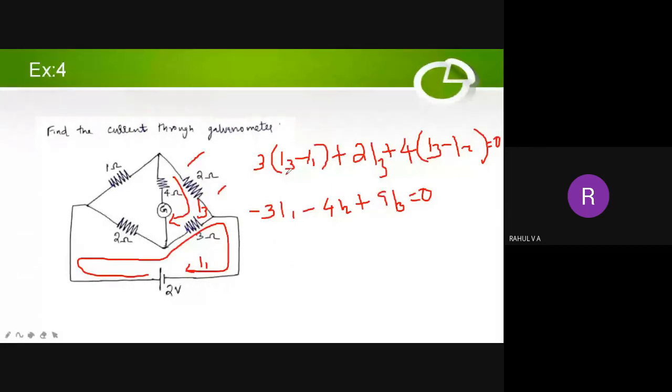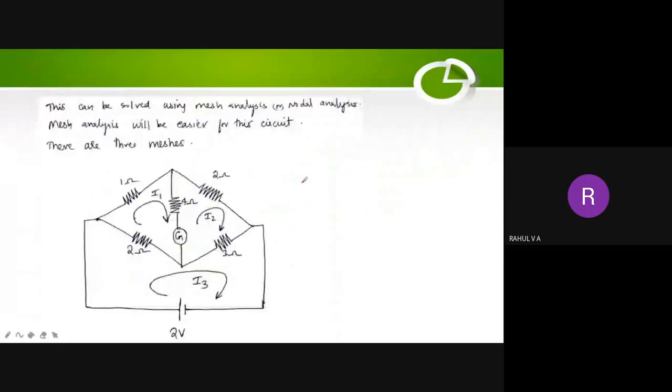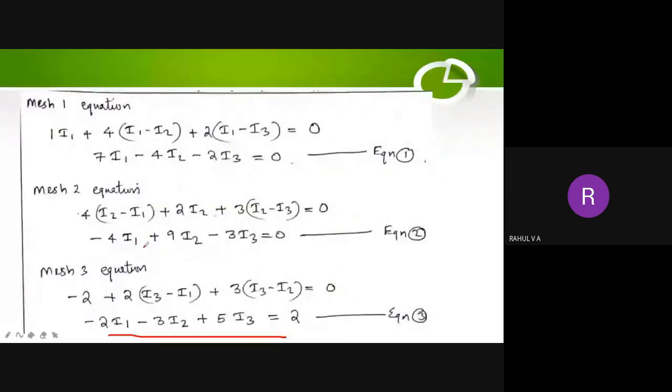Three into minus 3 into I1. Second. Okay, just type it and tell what I1, I2, I3 are. I1 is 1.06.